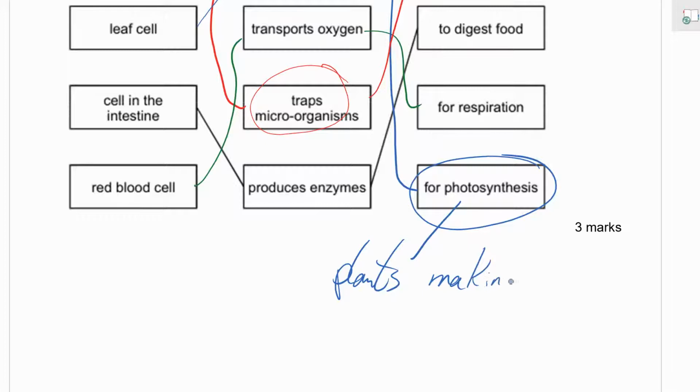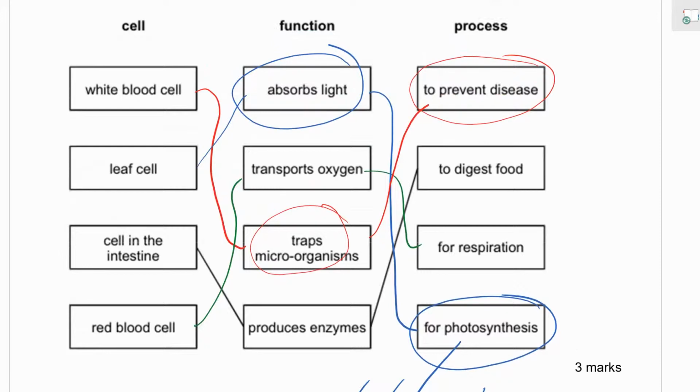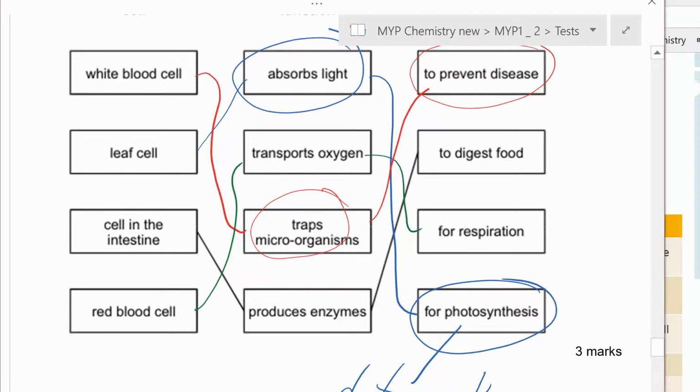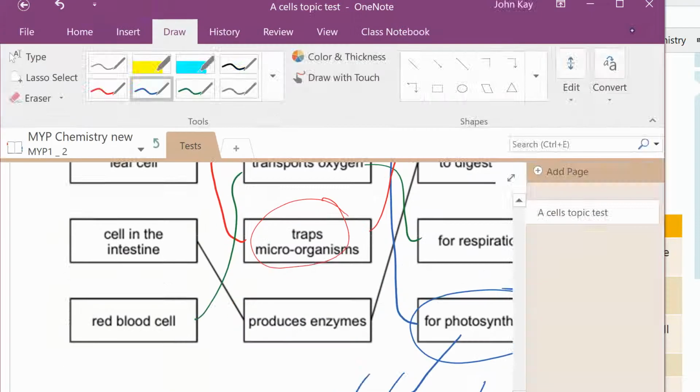Without this, obviously all life on Earth won't work, because plants are at the bottom of the food chain, so animals eat the plants, since we can't make our own food from sunlight. Cells in the intestines, this is already done for you, produce enzymes to digest food. The red blood cells, they trap oxygen in order for respiration to happen.